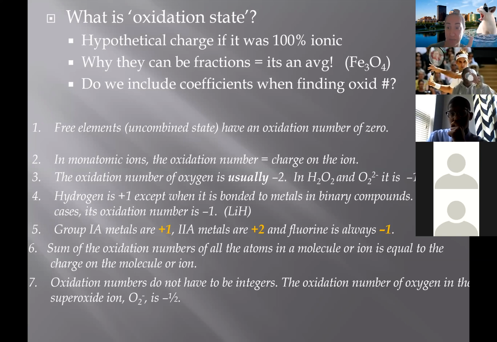Another way you can prove to yourself that it's not real is that you can get fractions. You can't get a fraction of a charge; you have -1, -2, -3, or whatever it is. But when you do these oxidation states, sometimes you'll get a fraction. For example, if we do the oxidation state for that compound right there, what is that compound called? Can anybody tell me?